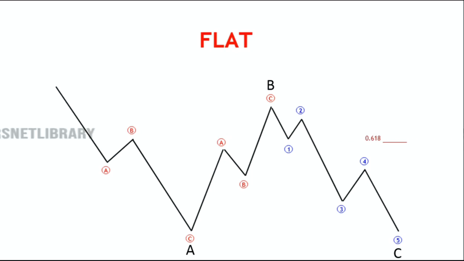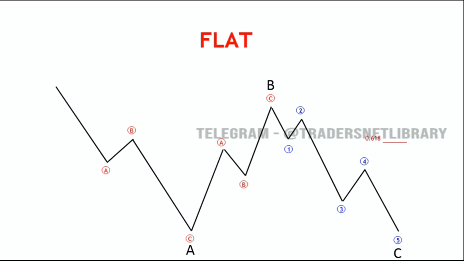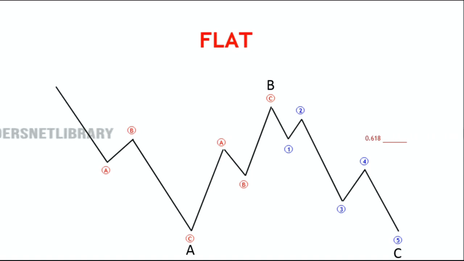If wave C has an impulse trending pattern with a combination of 5-3-5-3-5, it should not break the trend line drawn from point 0 to 2. But if wave C has an impulse terminal structure with a combination of 3-3-3-3-3, it can break the trend line drawn from point 0 and B.